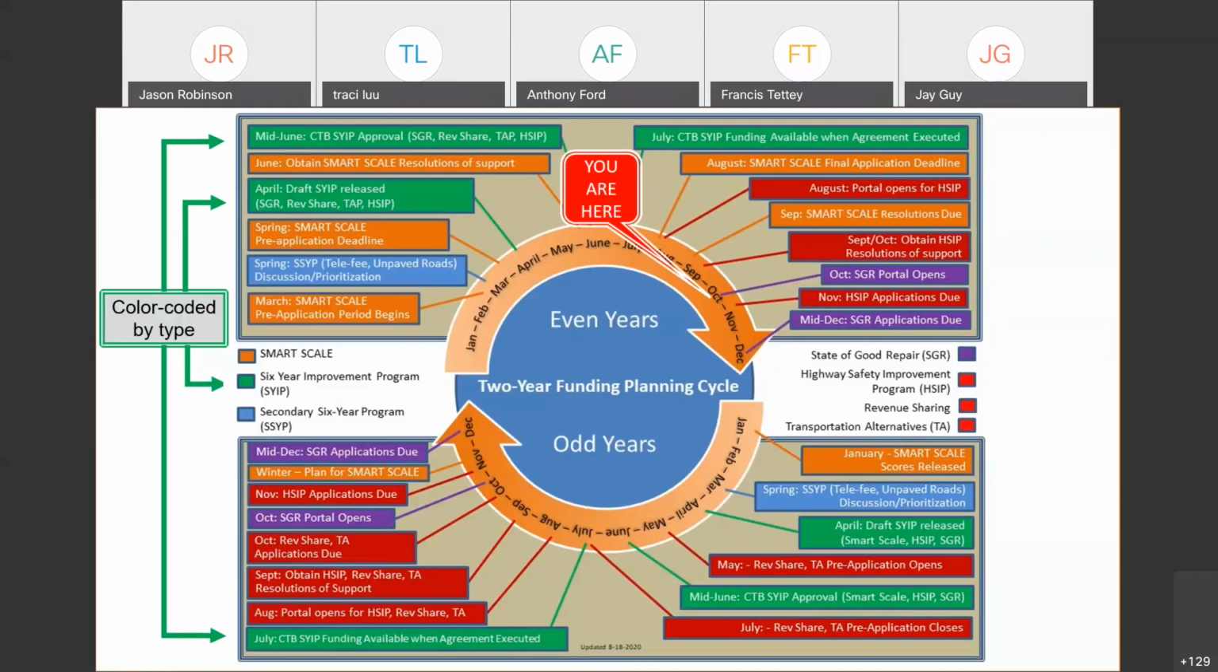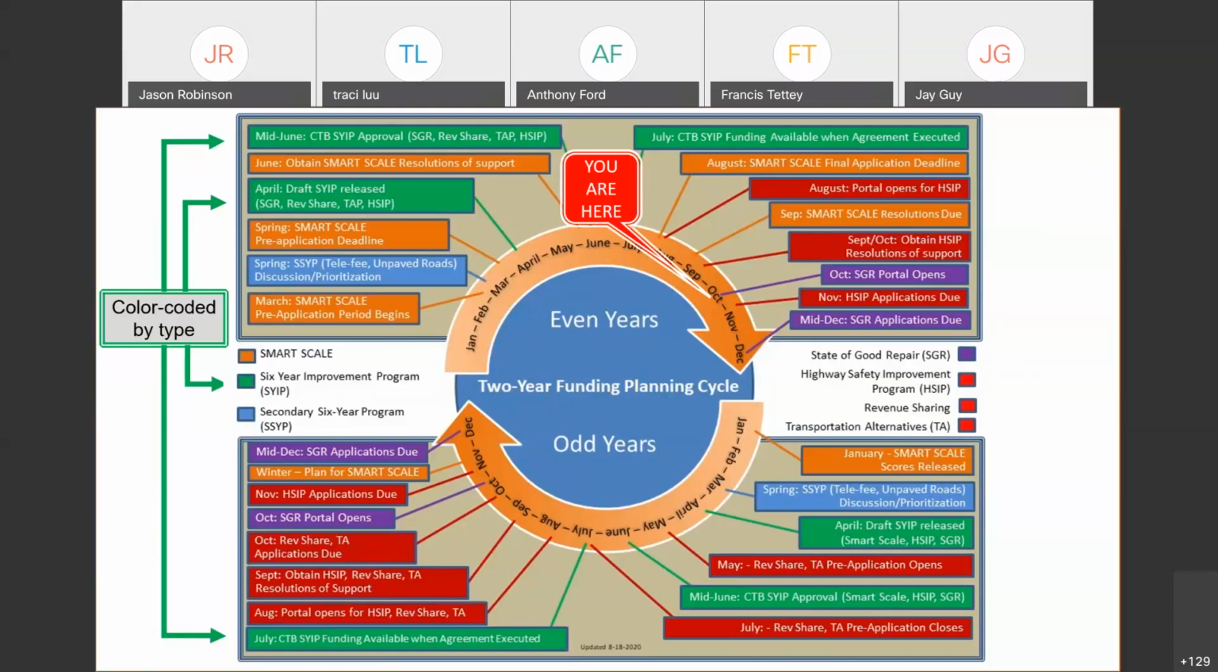Immediately, the SGR portal actually just opened for paving and bridge. I think Anthony mentioned that earlier. It'll close in December, about December 11th, I think, is when the portal's set to close. So that's what's on the horizon. We left the HSIP program on here again, as Anthony pointed out, because we want to keep that in the back of people's minds to be thinking about when those things come up on the cycle. But it moves circular around a 2-year funding cycle. This is something to always kind of keep in mind.